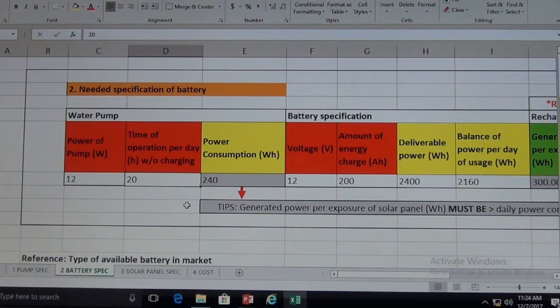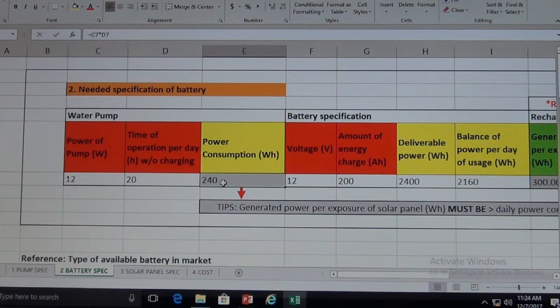So for this case, the power consumption is automatically calculated to be about 240 watt hour. Simply by multiplying 12 and 20, you get 240 watt hour. This is the power consumption, the power that is being consumed by the water pump, which will be extracted from the battery. We haven't reached the solar cell yet. After this, we are talking about the battery and the pump. So our battery must supply at least 240 watt hour per day.